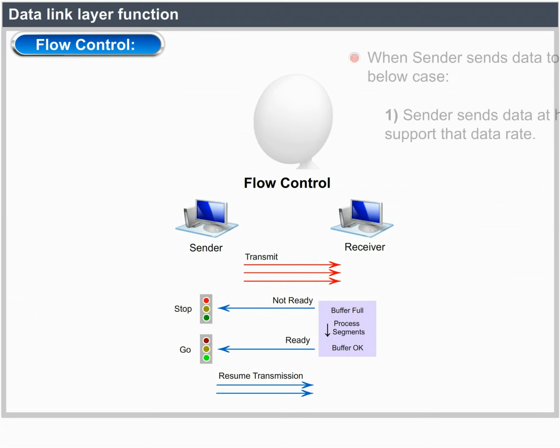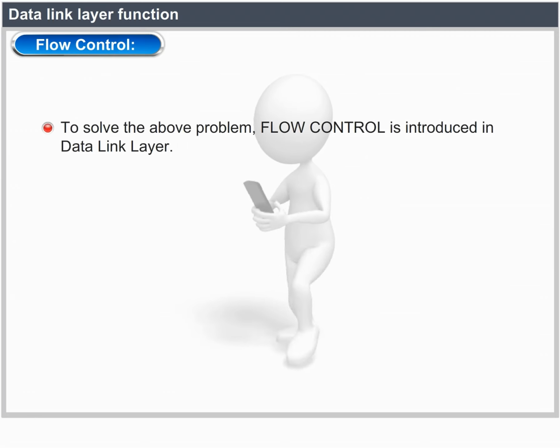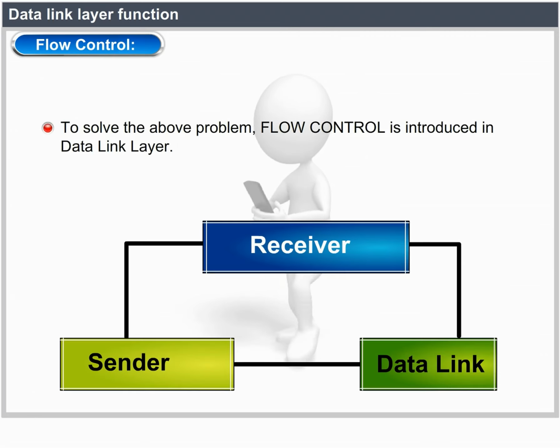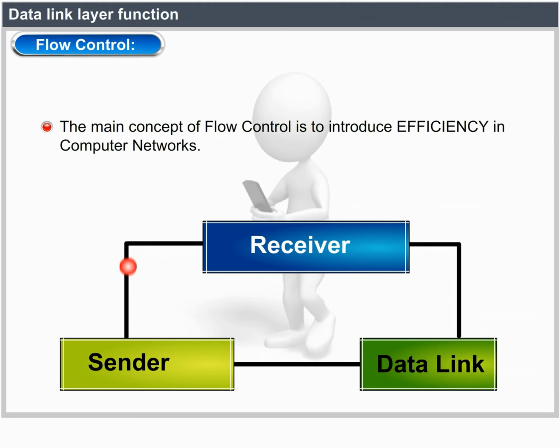When the sender sends data to the receiver, there can be a problem in the following case. Number 1. The sender sends data at a higher rate and the receiver is too sluggish to support that data rate. To solve the above problem, flow control is introduced in the data link layer. It also works on several higher layers. The main concept of flow control is to introduce efficiency in computer networks.